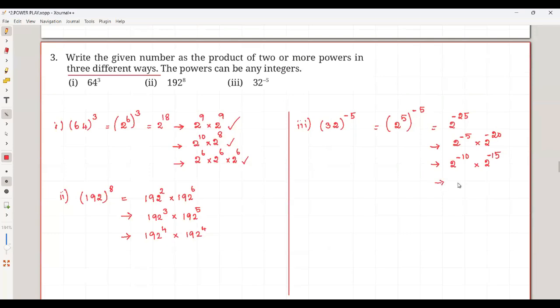Next way, 2 power minus 20 is already taken. If you are taking 2 power minus 24 into 2 power minus 1, while adding we are getting minus 25. So anything we can write. While adding the power you should get minus 25.